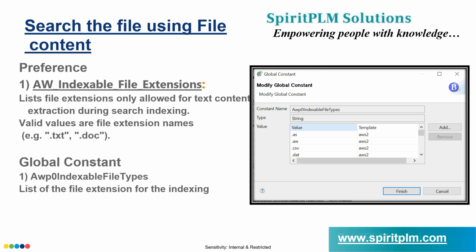You need to set this preference called AW indexable file extension. It allows you to search the data based on the file content, where you have to specify the file type, whether it is .txt or PDF. That extension you have to add, so that it will allow file indexing, or file content indexing you can say. And you need to enable the global constant. In BMIDE it has an option to enable the global constant.